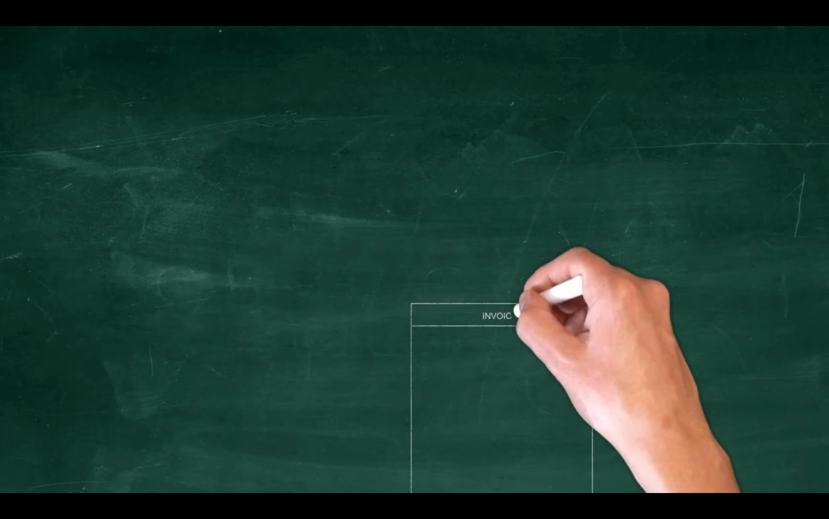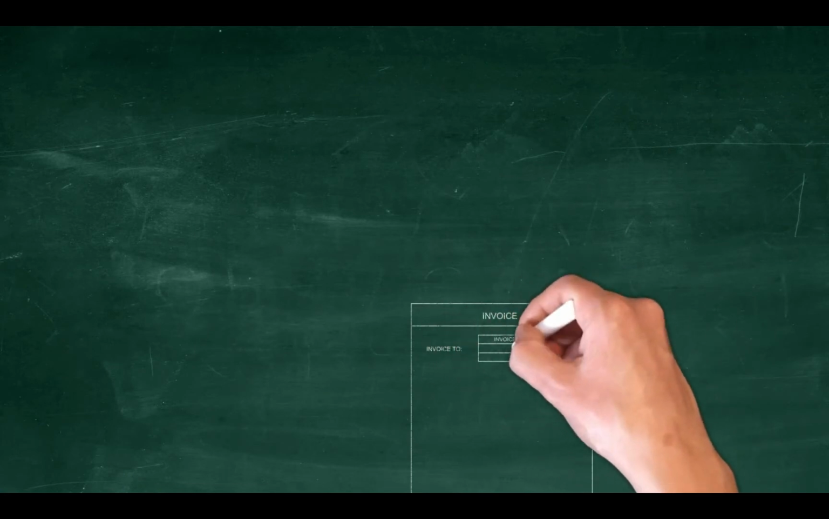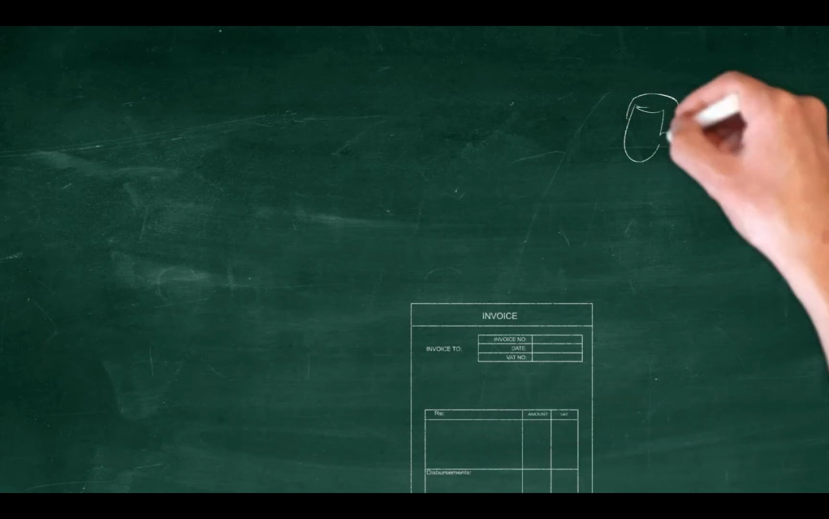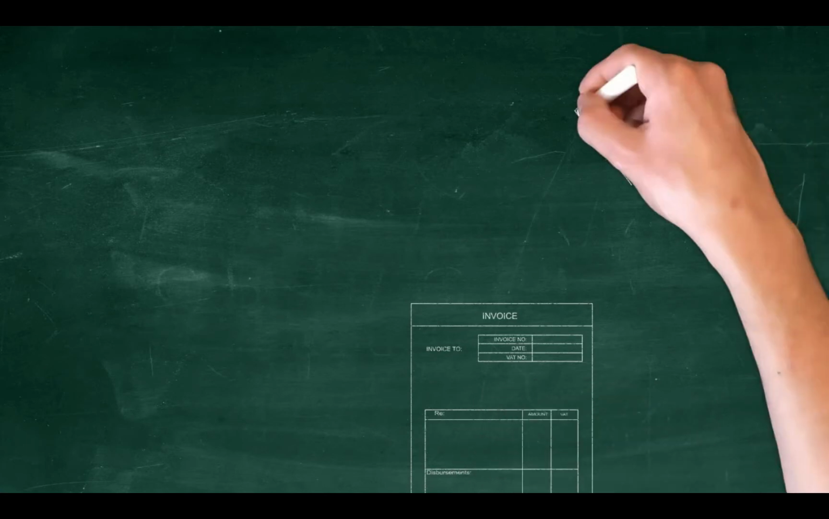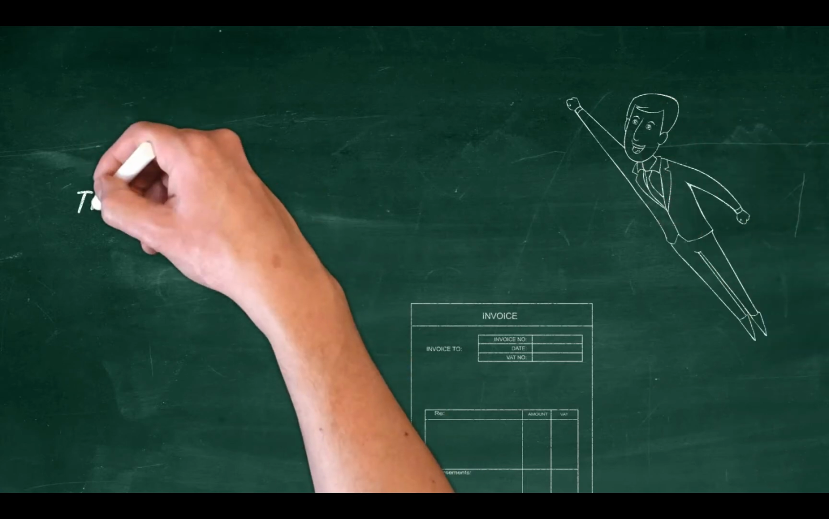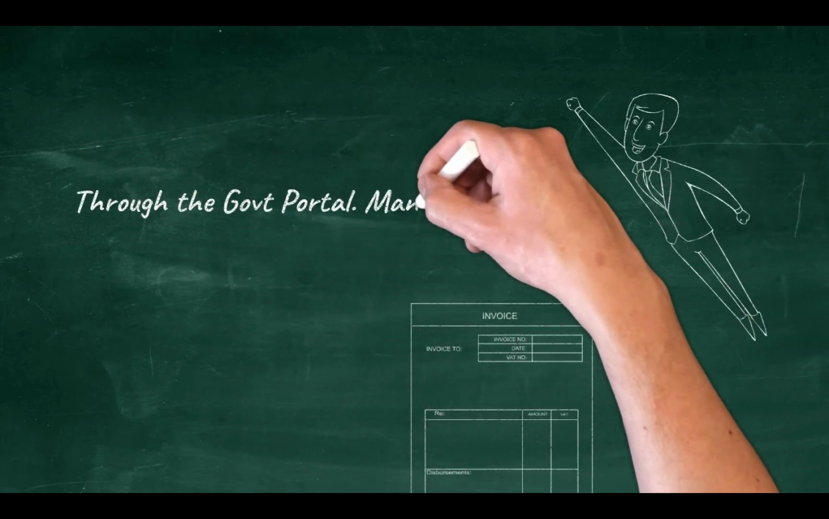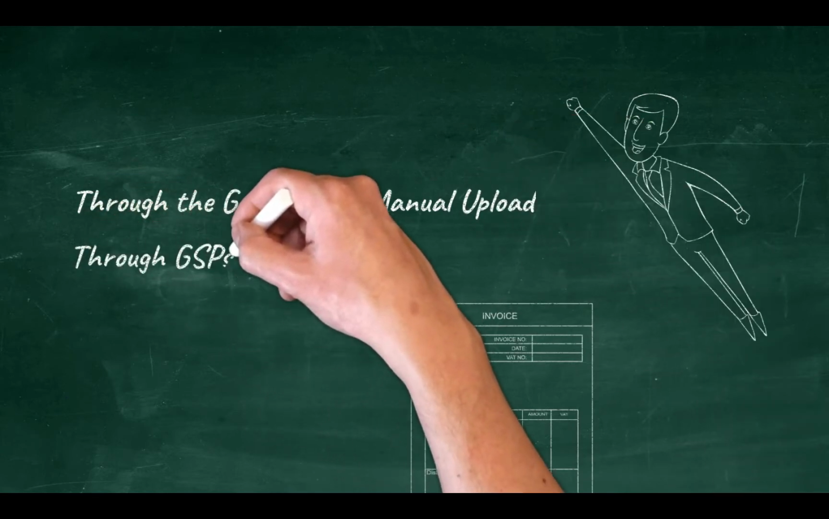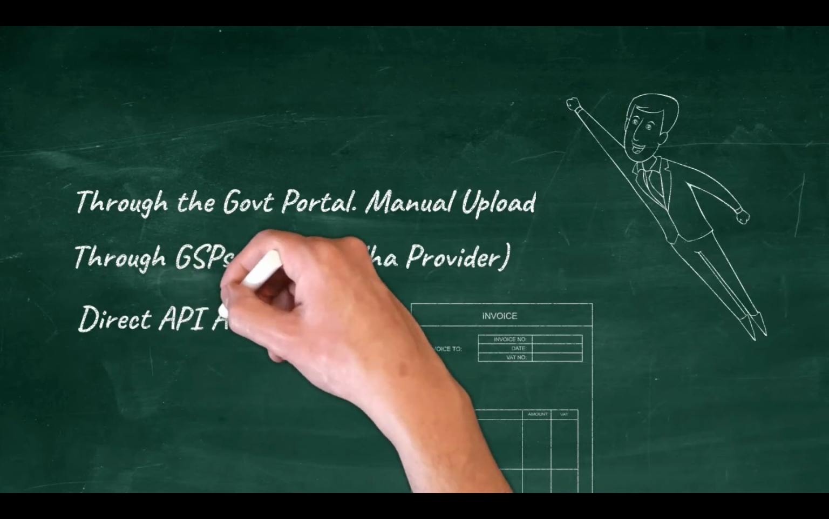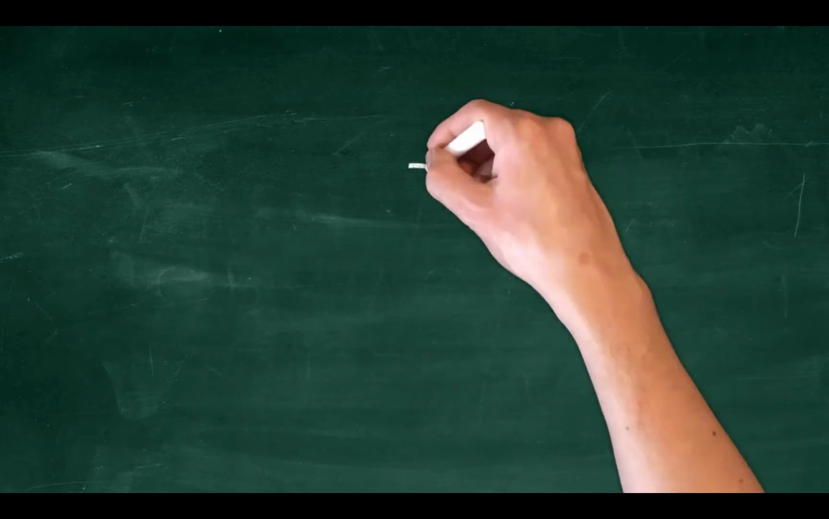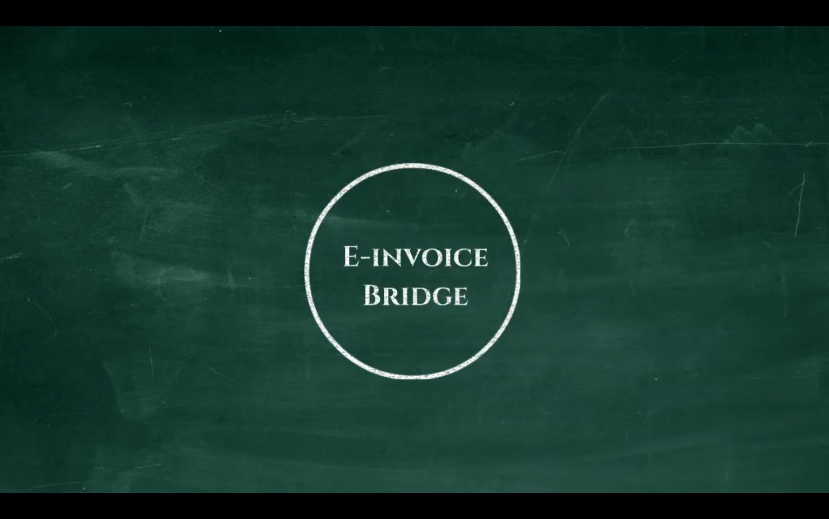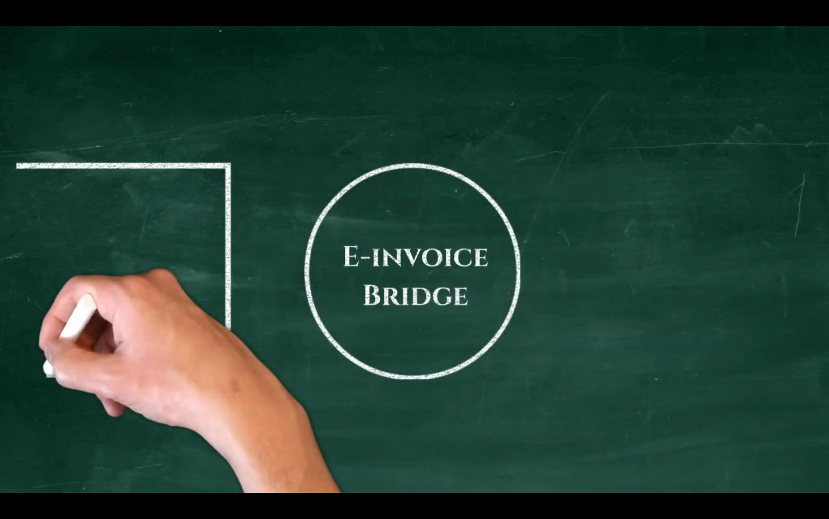The government provides access through a couple of channels through which the invoices can be uploaded. Through the portal, where sales data can be uploaded manually, through GSPs, also called GST Suvidha providers, and the third mechanism is through direct API access. E-Invoice Direct, as the name suggests, provides a mechanism to use direct API access. Direct API access expects the data to be sent to Government of India in a certain encrypted format.